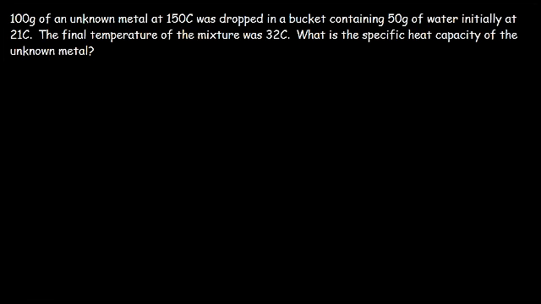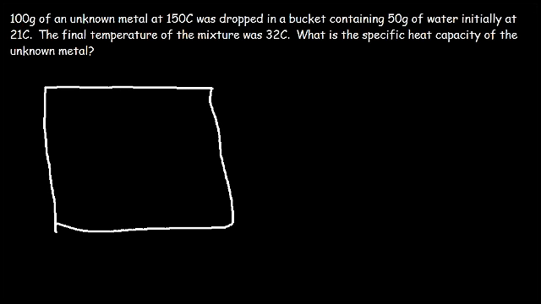100 grams of an unknown metal at 150 degrees Celsius was dropped in a bucket containing 50 grams of water, initially at 21 degrees Celsius. The final temperature of the mixture was 32 Celsius. What is the specific heat capacity of the unknown metal?